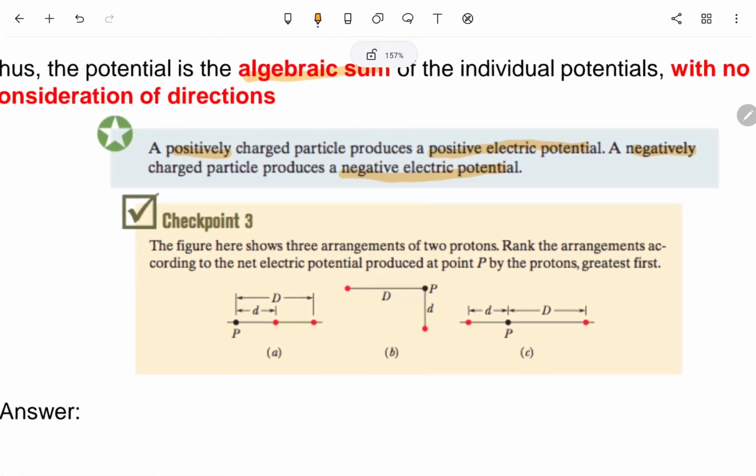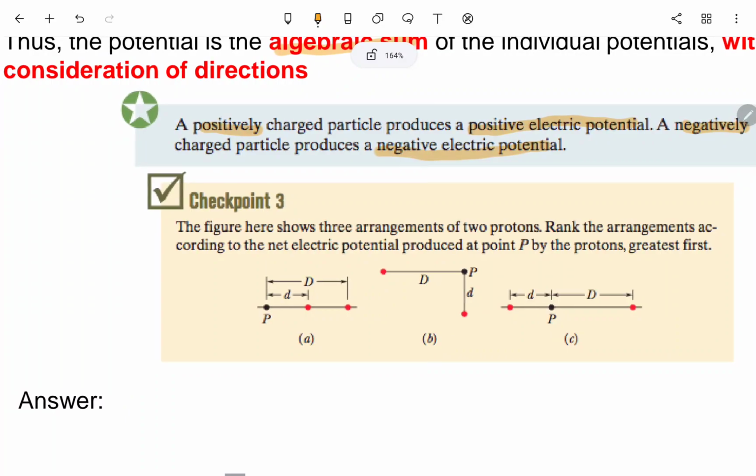Okay, so here we have a checkpoint to see if you understand the difference between scalar and vector field. So here it says, the figure here shows three arrangements of two protons. Okay, sorry, two protons. 就两个质子啊，两个质子都带着正电荷，正一的电荷。And then rank the arrangements according to the net electric potential produced at point P by the protons, greatest first.